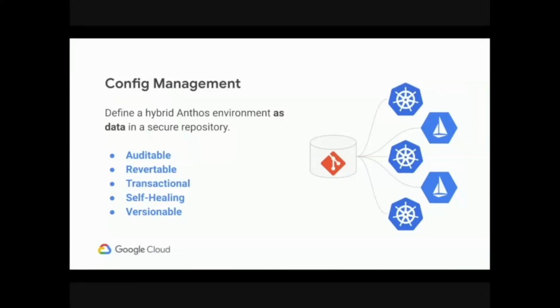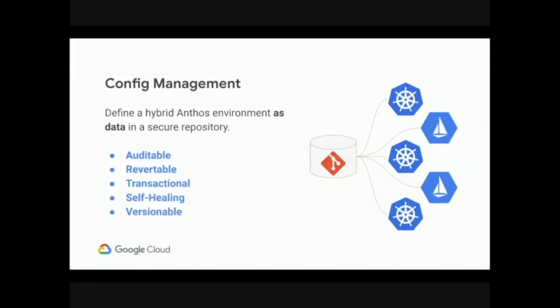And the config management is also self-healing, so it watches the cluster for drift from the configuration. So if somebody does an imperative change, Anthos Config Management will actually fix the drift and put things back to its declared state. And ultimately, the best part is that you can also version your deployments, just like you version software.